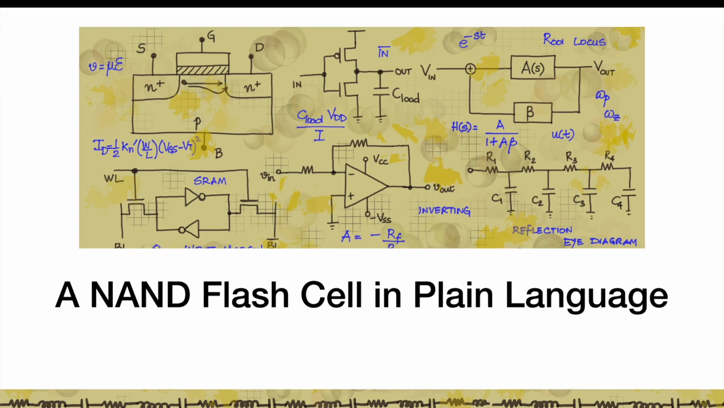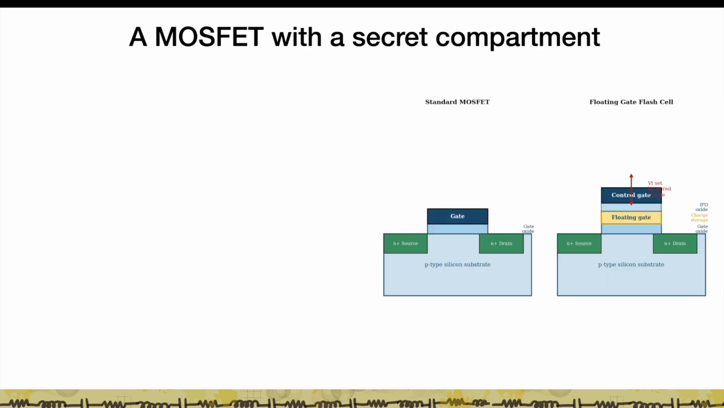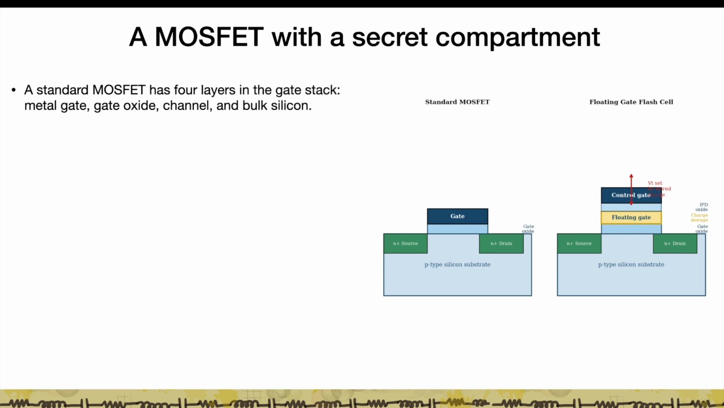Every terabyte of flash storage in the world, every SSD, every smartphone chip, every data center drive is built from a single repeating structure that is barely more complicated than the MOSFET you studied in your first semiconductor course. A standard MOSFET gate stack has four layers: the metal gate on top, the gate oxide underneath it, the channel in the silicon, and the bulk substrate below that.